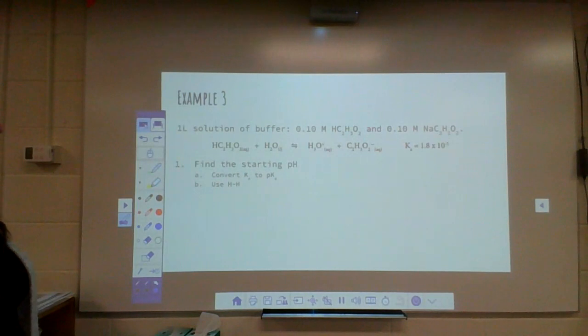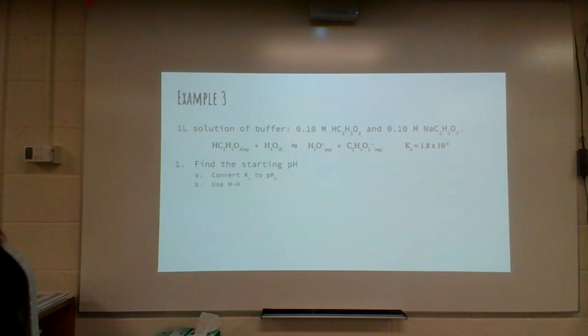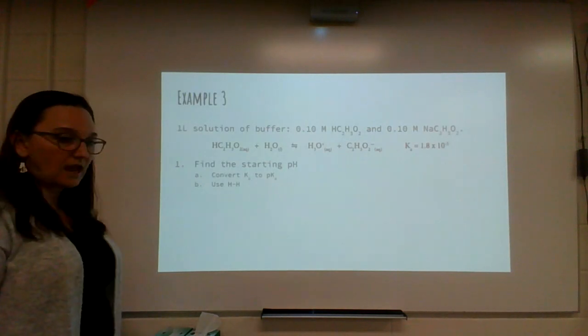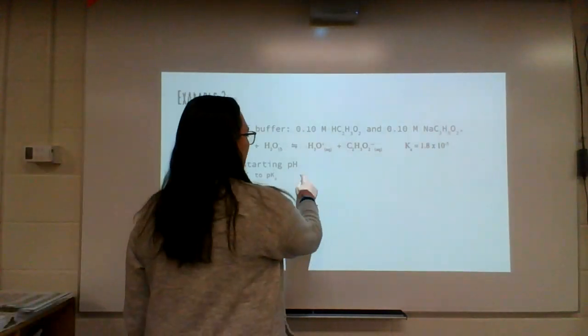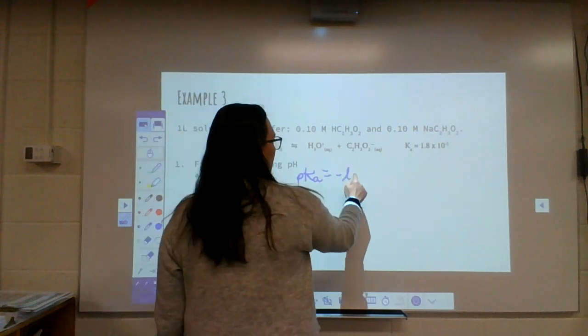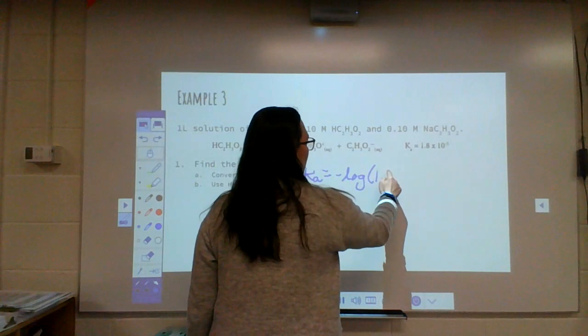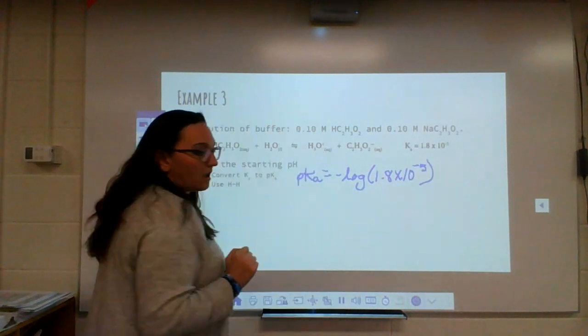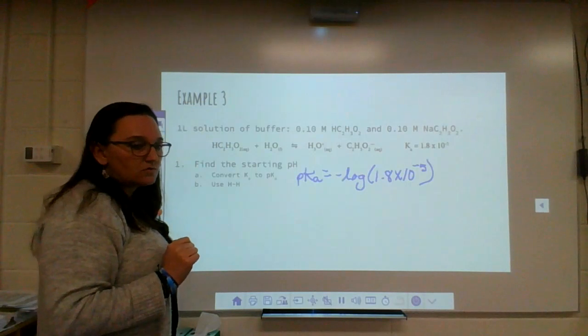Let's do another example. I have a 1 liter solution of my buffer, 0.1 molar acetic acid and 0.1 molar sodium acetate. So I want to find the starting pH. To do that, I'm going to start by converting Ka to pKa. So I need to take the negative log: pKa is equal to the negative log of 1.8 times 10 to the negative 5th. And this comes out to 4.7.